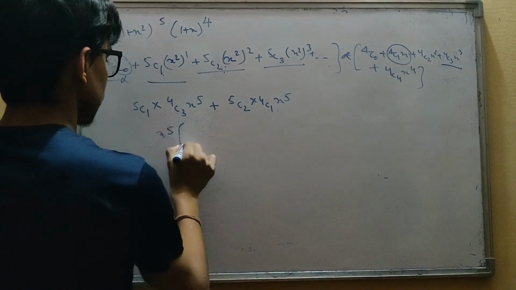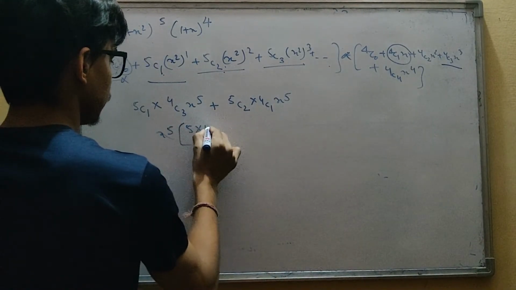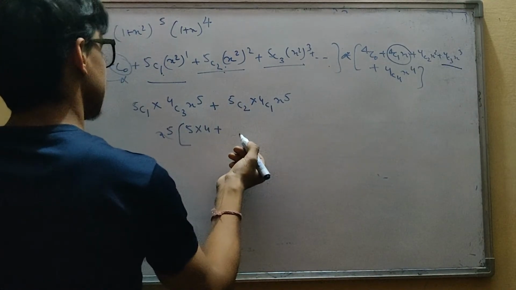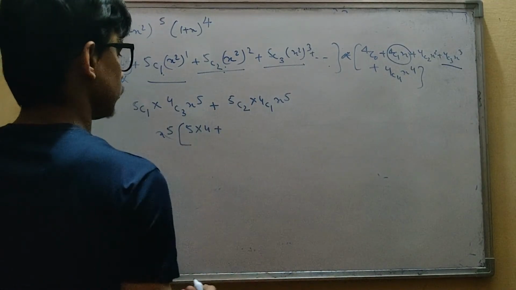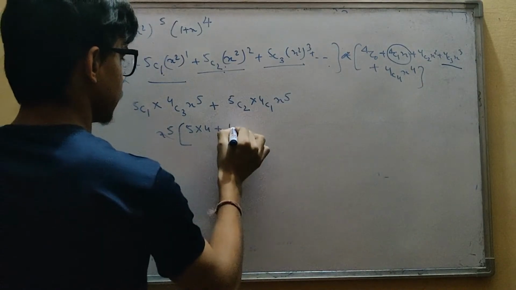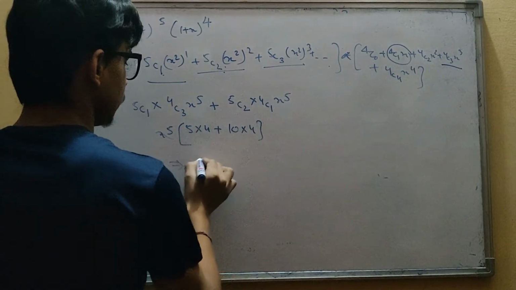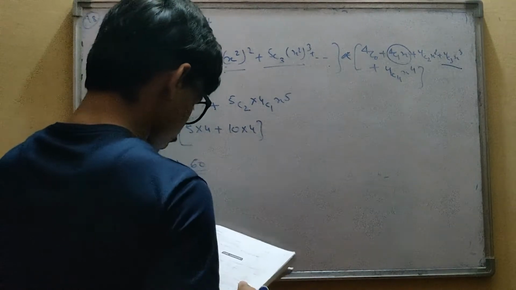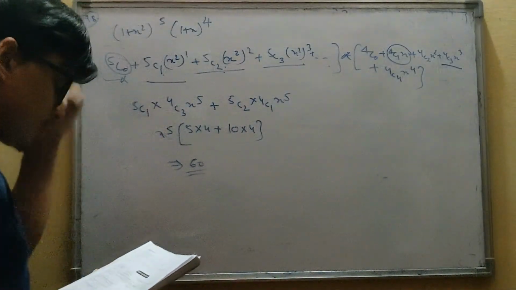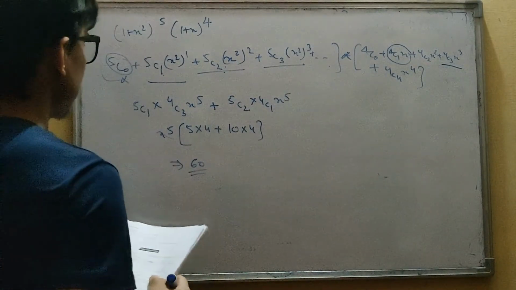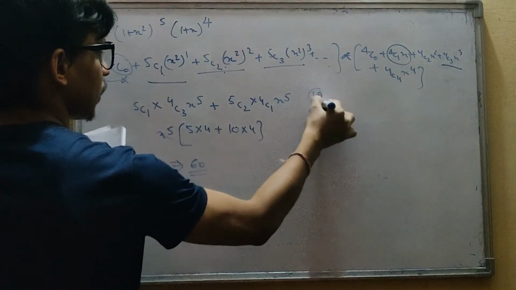So taking x to the power 5 as common, it is going to be 5 into 4 plus 5c2, which is 10, into 4. So the answer should be 40 plus 20, which is 60, right? So this is how you can do this. Next, take the coefficient of x to the power minus 4, and the next is question number 19.